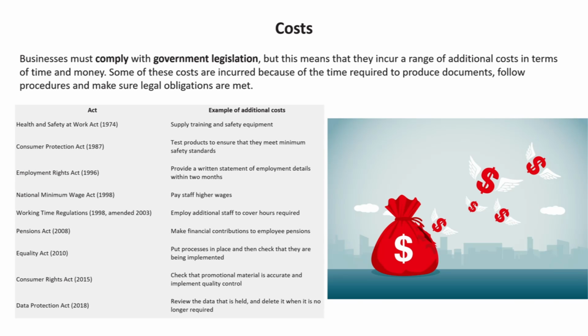Here again, I'm going to say pause, write down, take your screenshot, type up your notes, read these acts and the examples of additional costs that they provide to businesses. So we have the Health and Safety at Work Act, the Consumer Protection, Employment Rights, National Minimum Wage, Working Time Regulations, Pensions, Equality, Consumer Rights, and Data Protection Act.